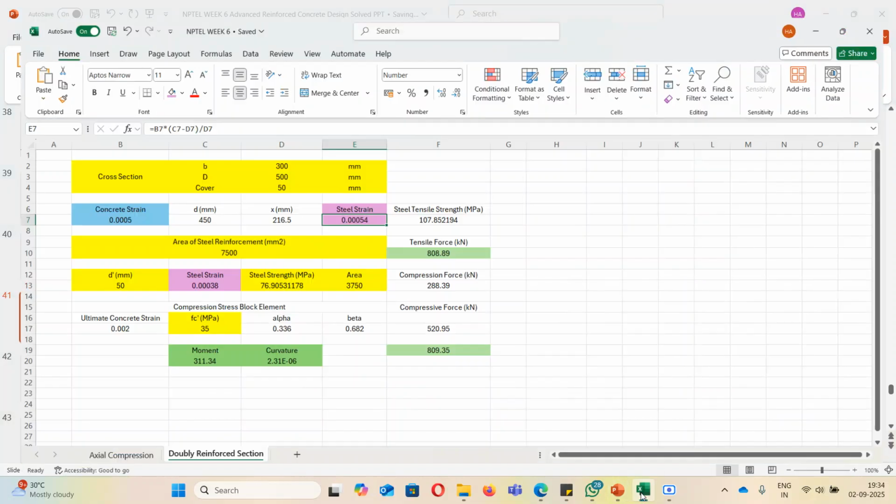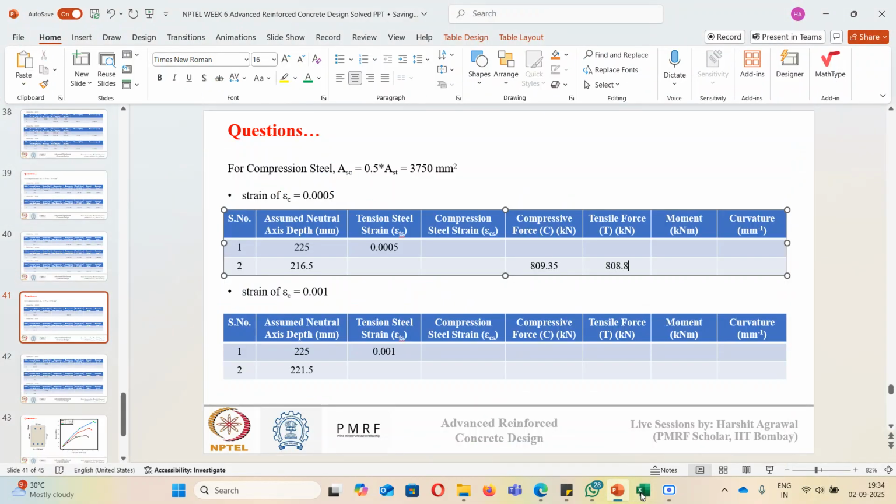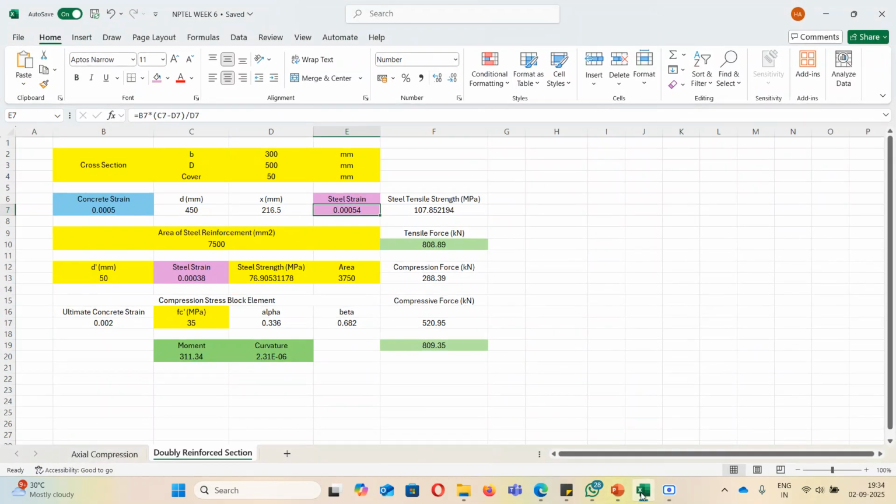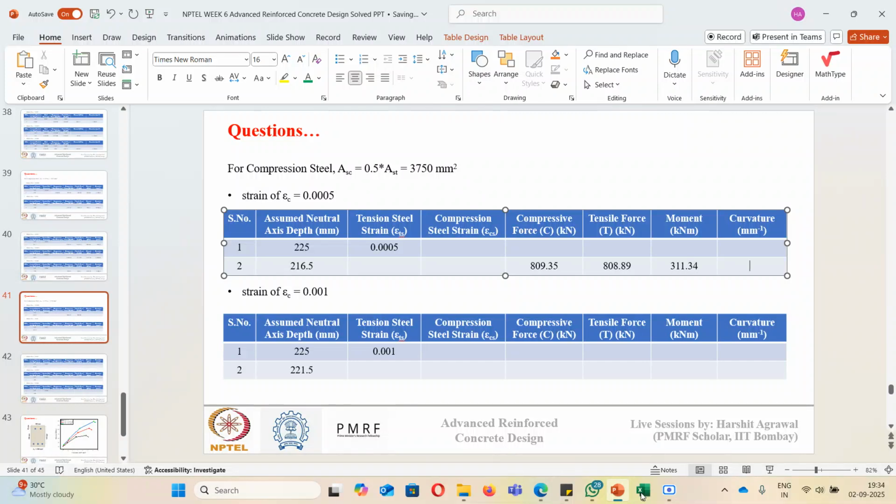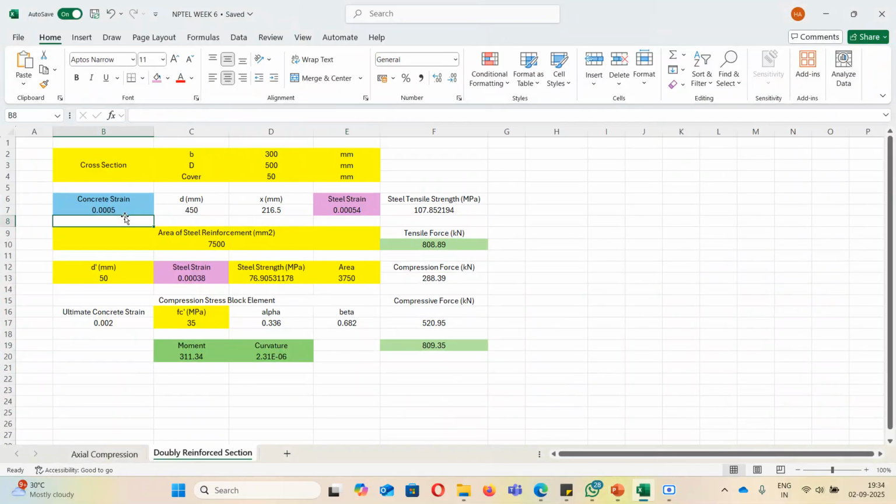Okay, total tension force is 808.89, moment capacity is 311.34, and curvature is 2.31 e minus 6. Okay, I increase the concrete strain to 0.001. The neutral axis depth, upon iteration, you will get 221.5 for the balanced section.